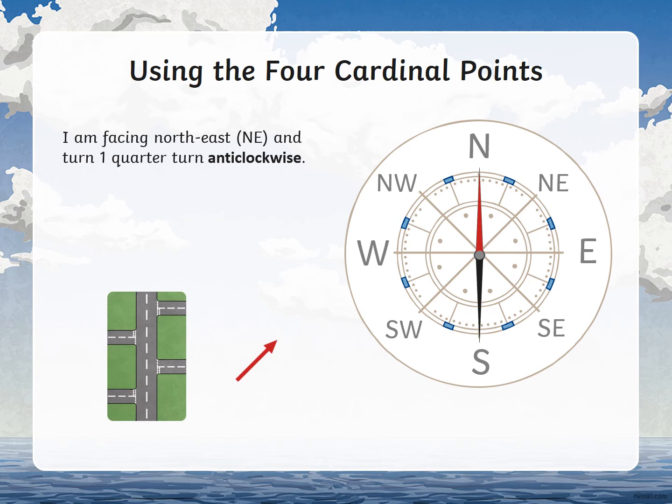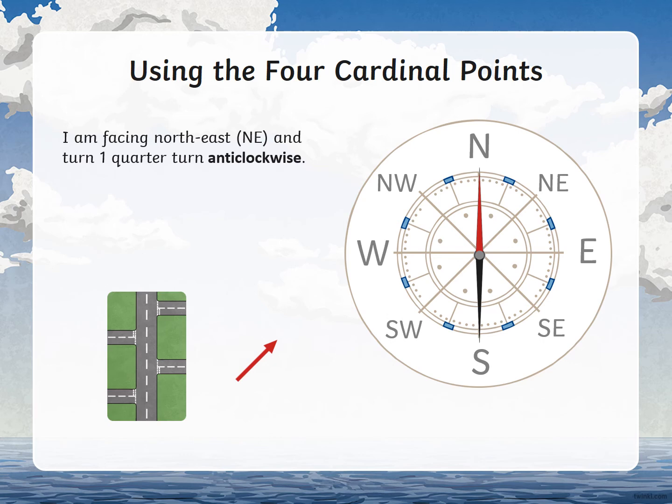So let's try this one. I am facing northeast, so you can see that the arrow in the bottom of the slide, in the left-hand side, is facing northeast if you look at the compass to see where NE or northeast is. But this is the tricky part. You've got to turn 1/4 turn, that means 1 right angle, anti-clockwise, that means to the left. Now it's tricky because you're not starting at north, you're starting at northeast. Have a think, what will be the answer?